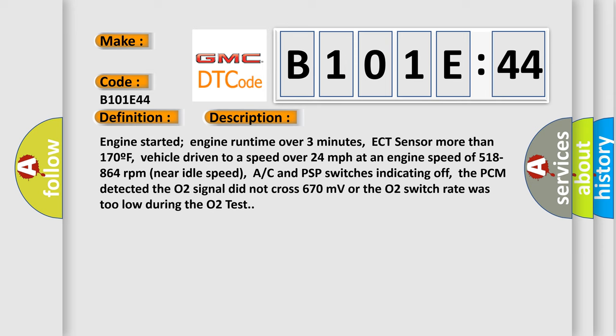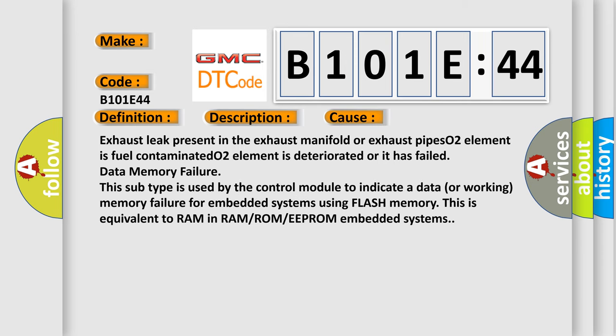This diagnostic error occurs most often in these cases: exhaust leak present in the exhaust manifold or exhaust pipes, O2 element is fuel contaminated, O2 element is deteriorated or has failed, data memory failure. This subtype is used by the control module to indicate a data or working memory failure for embedded systems using flash memory. This is equivalent to RAM, ROM or EEPROM in embedded systems.